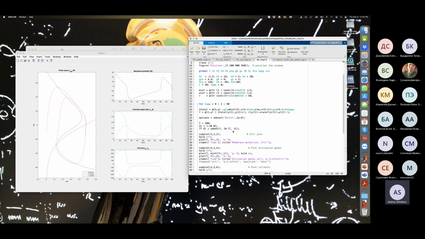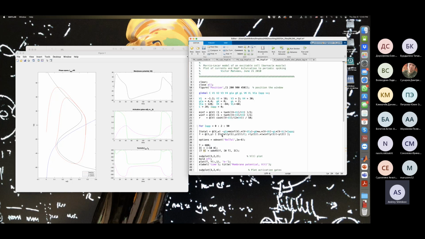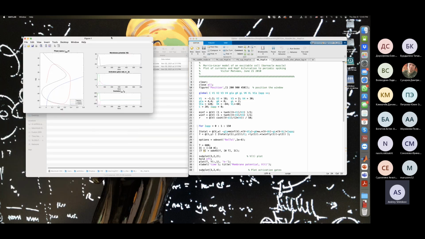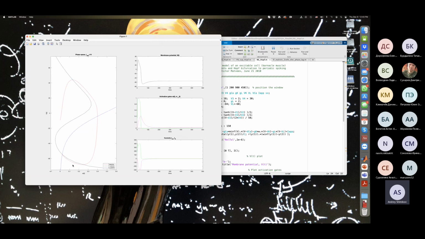What I'm going to do is increase the integration time. I'm going to make it 600. Make sure that the step size is smaller, and I'm going to make it, say, like this, and run it. Okay, so now you can see everything is smaller. The intersection points get closer and closer to the knee point to produce oscillations, right?